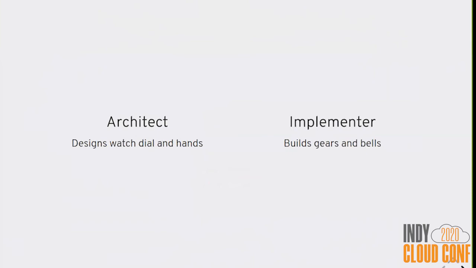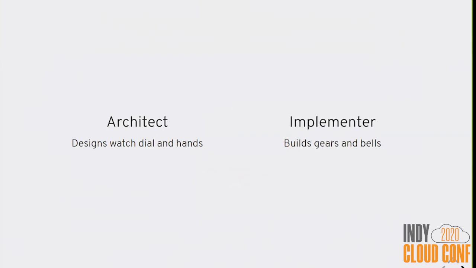An architect designs a watch dial with hands, that concept. The implementer is the one responsible for then building gears and bells. Both of these can be challenging. Both of these can be a lot of fun, but they are different things. A good architecture supports many different implementations. For those few people still using a mechanical wristwatch, it is the same basic architecture as Big Ben in London, but it's very different challenges for the implementer.